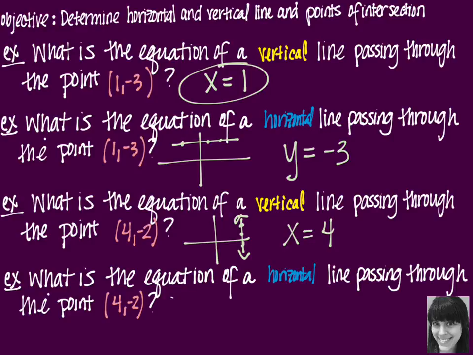If I was looking for the equation of the horizontal line that passes through the point (4, -2), I would be looking at all of the y values, right? Because all of the y values are going to be the ones that don't change. So I'd have y equals -2. Y equals -2 is the equation of the line that is horizontal and passes through the point (4, -2).